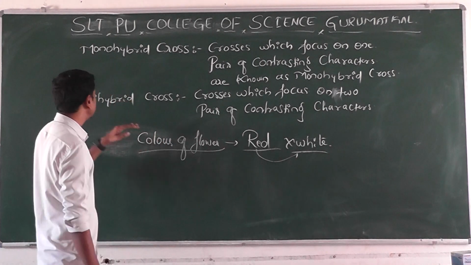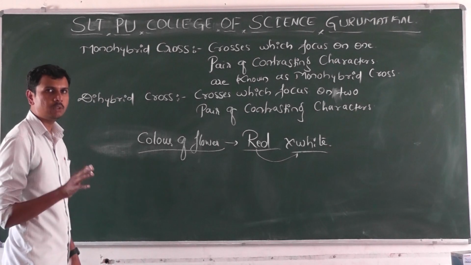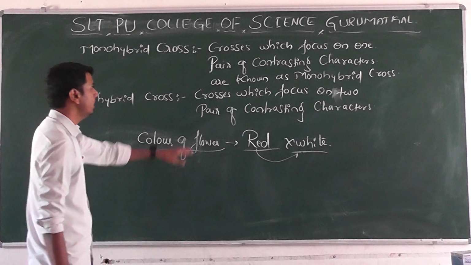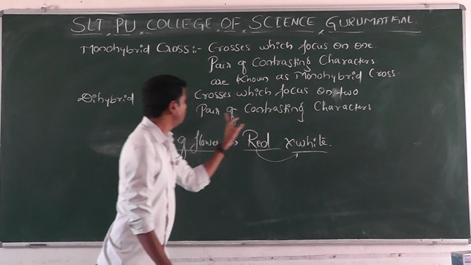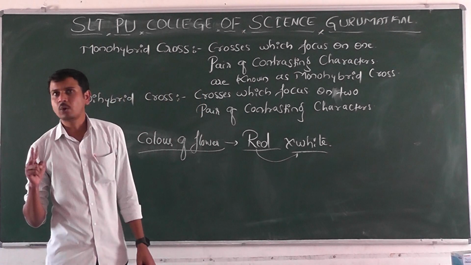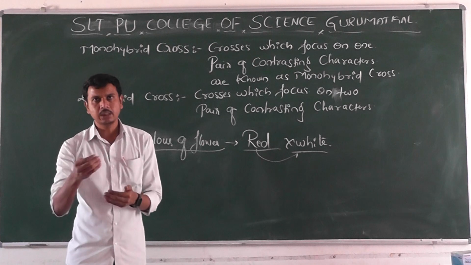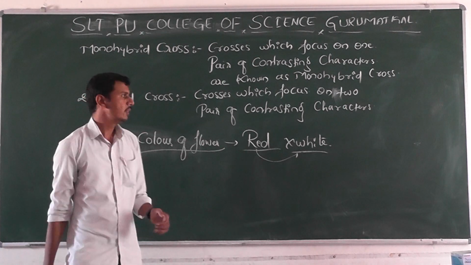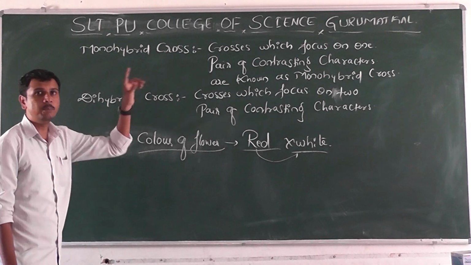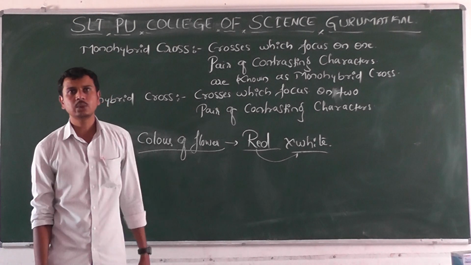Next we are going to see the dihybrid cross. In the case of a dihybrid cross, the crosses focus on two pairs of contrasting characters. We cross two pairs of contrasting characters, and whatever the result, that type of crossing we call a dihybrid cross. Mono means one or single character, and di means two characters.